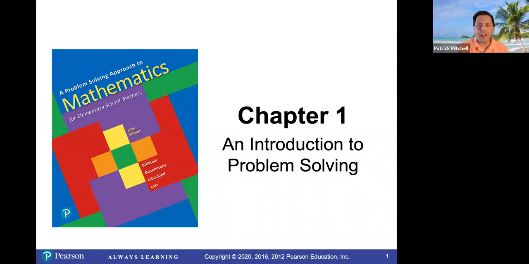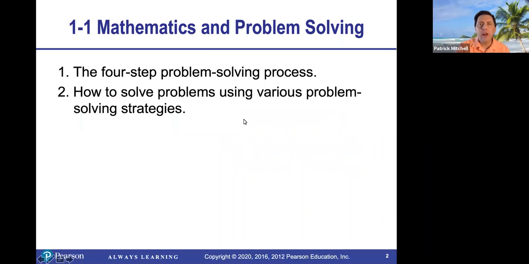We are going to get started today by looking at Chapter 1, An Introduction to Problem Solving. This chapter has two sections. The first section is on mathematics and problem solving. And in this section, we're going to be looking at the four-step problem solving process and then some examples of how to solve problems using various problem solving strategies.